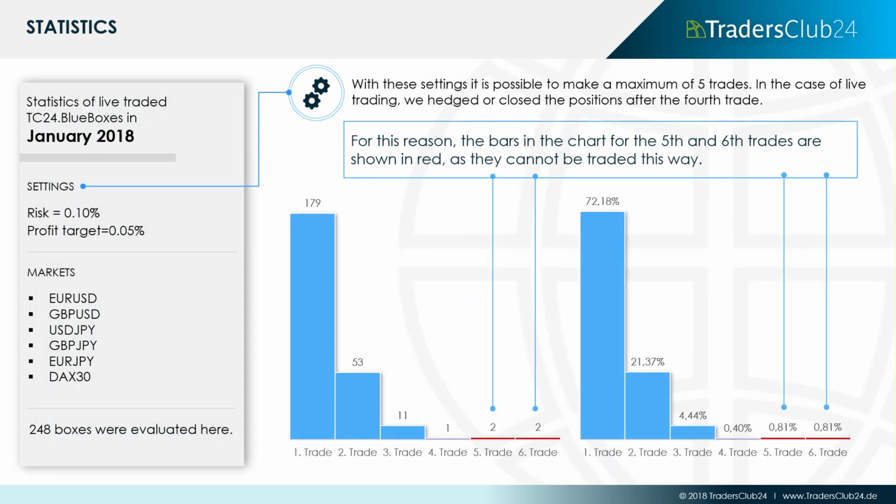So for all the friends of statistics, January 2018, we were trading 248 boxes in the month of January, and out of these 248, 179 trades were closed at the take profit within the first trade, 53 in the second trade, 11 in the third, and 1 trade in the fourth. So that means that we do have a hit percentage of over 72%.